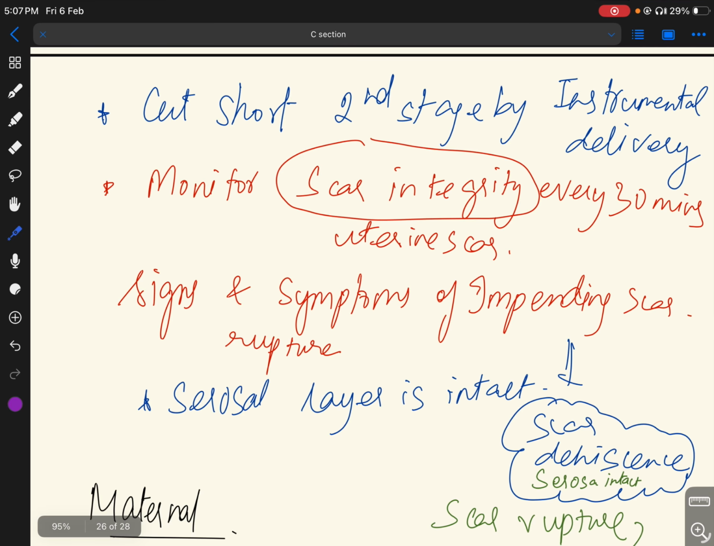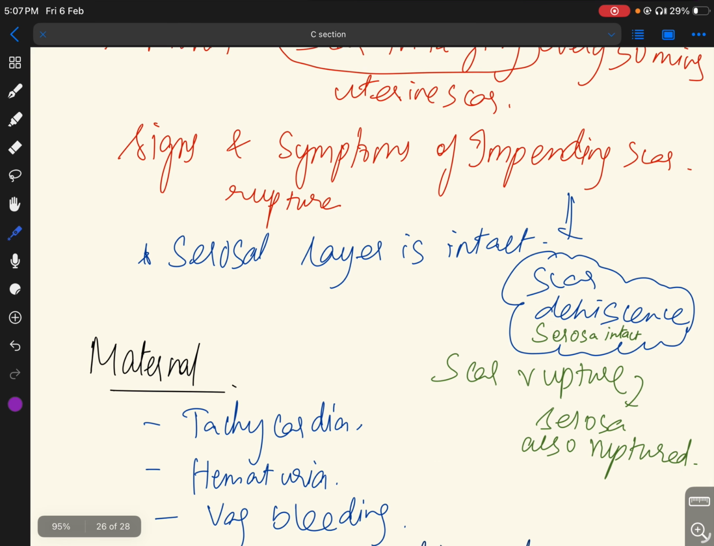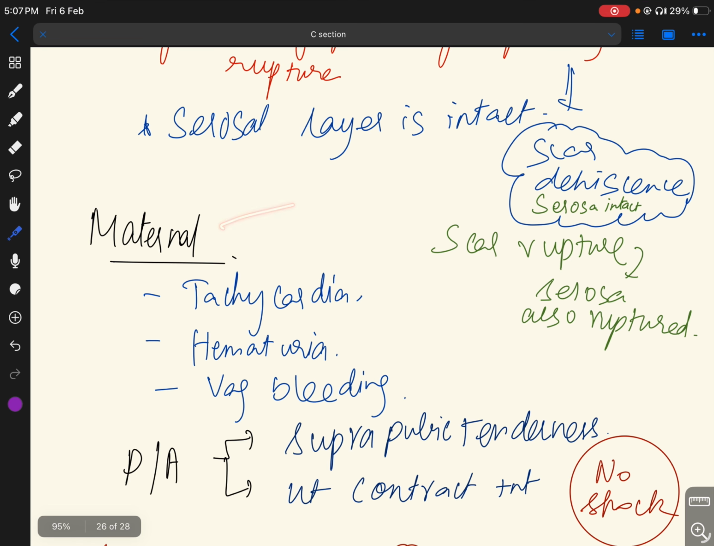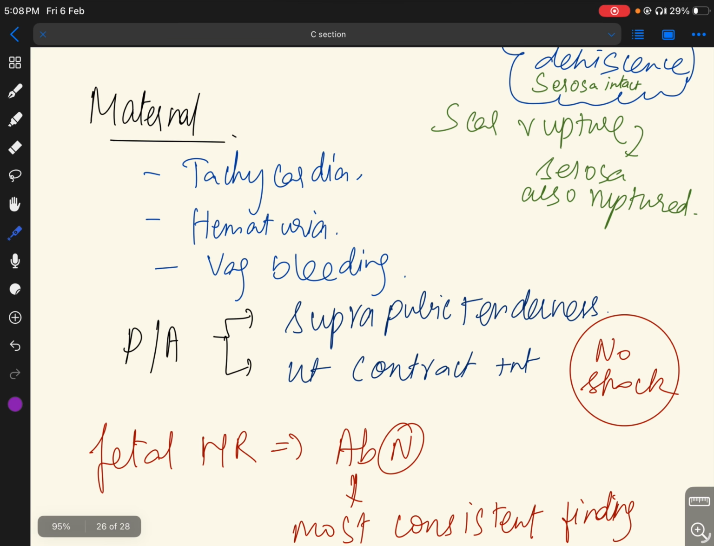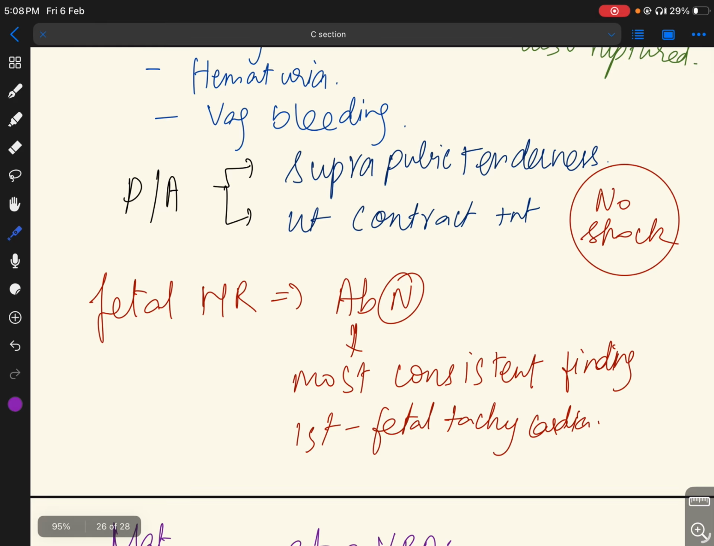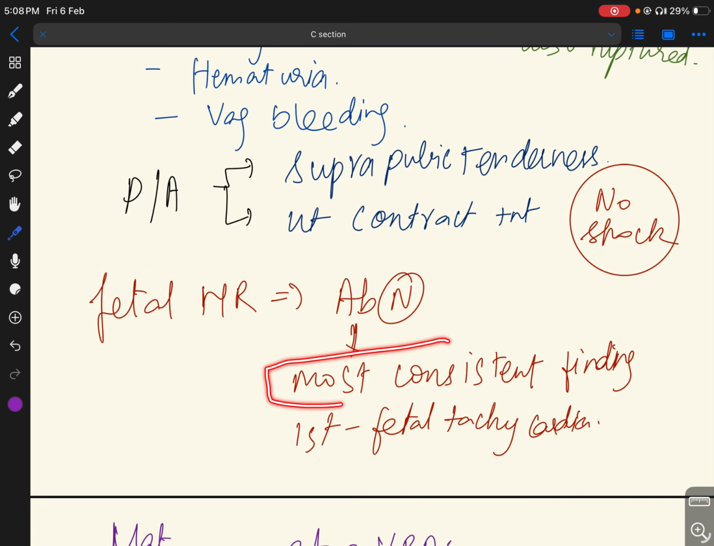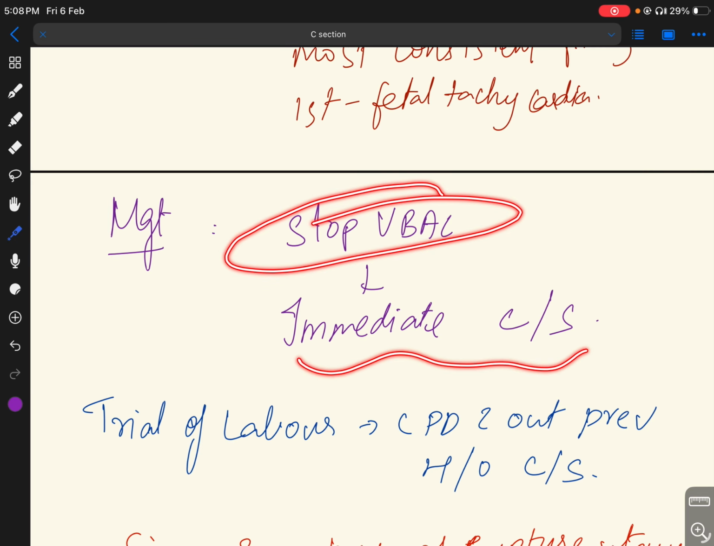What are the signs and symptoms of impending scar rupture? In case of scar dehiscence, the serosal layer is intact, but in case of scar rupture, the serosa is also ruptured. The signs and symptoms in the mother are tachycardia, hematuria, vaginal bleeding, and per abdominal examination you have suprapubic tenderness and uterine contractions present. There is no shock or free fluid in peritoneum. In case of fetus, fetal heart rates are abnormal. It is the most consistent finding. The first finding is fetal tachycardia. What's the management? You have to stop VBAC and immediately do a C-section.